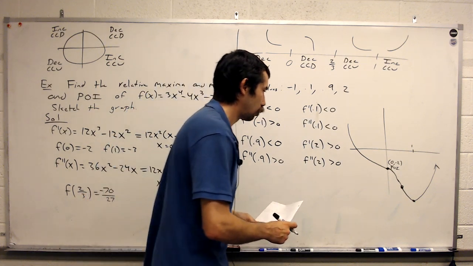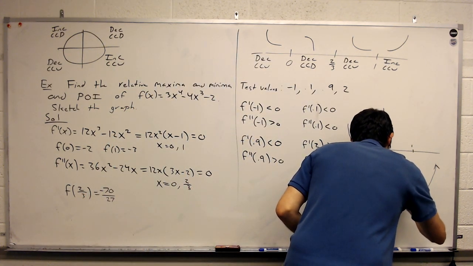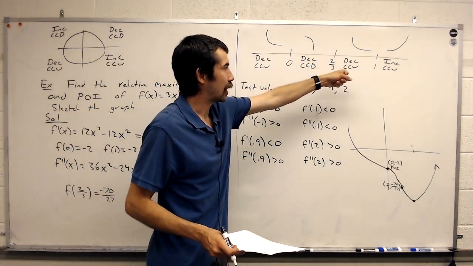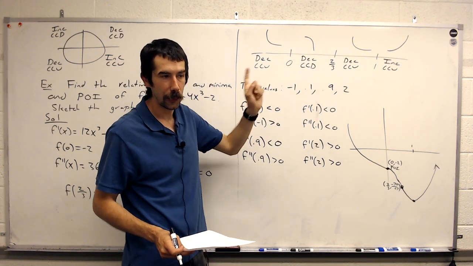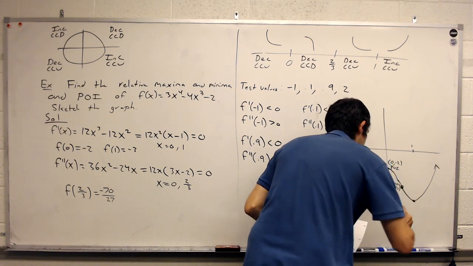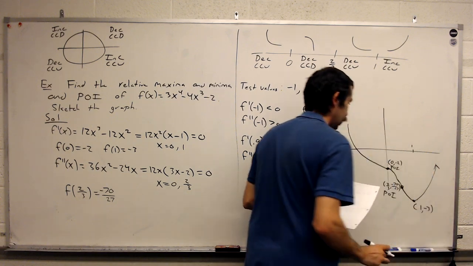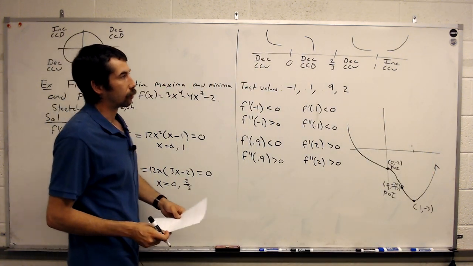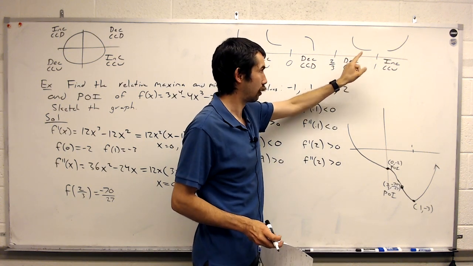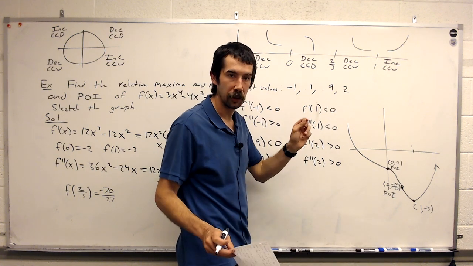This next point, which is 2/3, -70/27, we go from concave down to concave up. So that is a point of inflection. And this last point, which is 1, -3, the concavity doesn't change. So it's not a point of inflection, but we go from decreasing to increasing, which means we have a relative min.